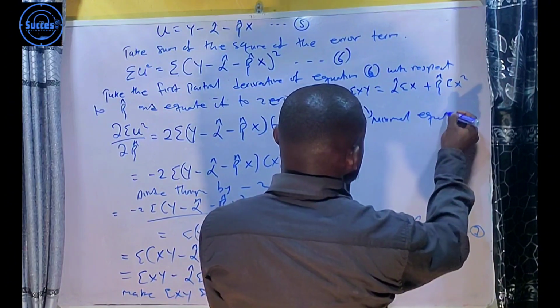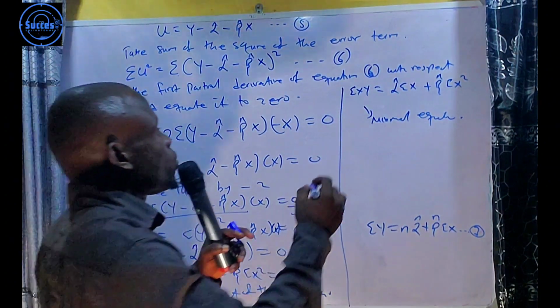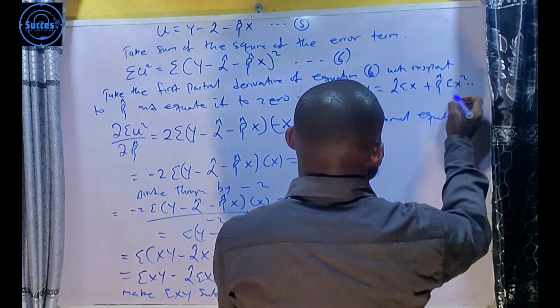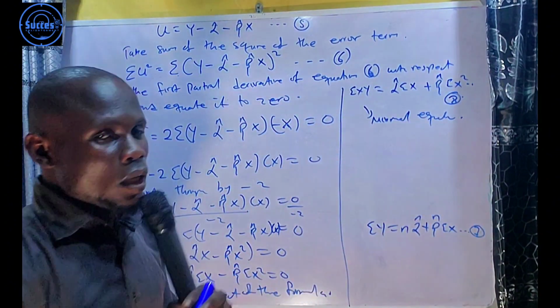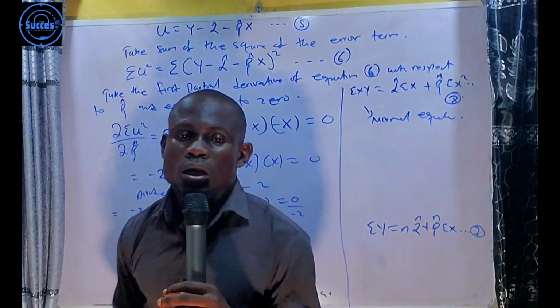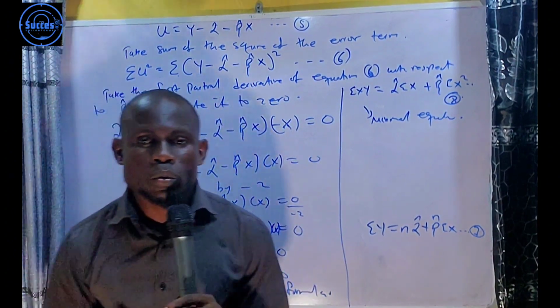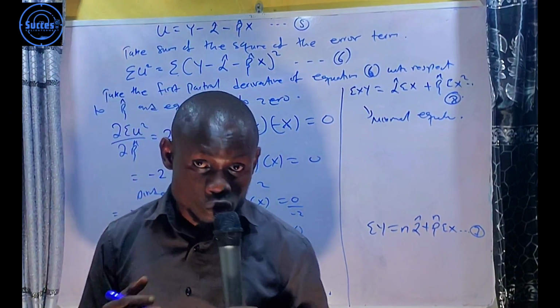Normal equation. This is your second normal equation. You can call this equation 8. Now that you have gotten your normal equations, it is from these normal equations that you are now going to apply knowledge of matrices, that is, apply Cramer's rule.